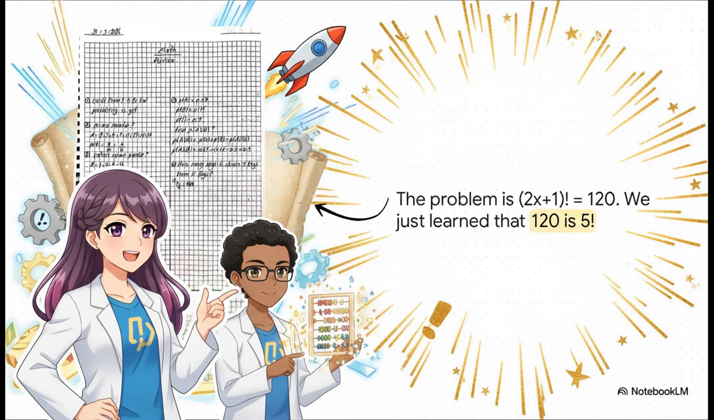Okay, now let's apply this to the problem in the notebook. We're told that the factorial of whatever is inside those parentheses equals 120. And wait a minute, what did we just figure out? We just saw that 120 is the same thing as 5 factorial. This little substitution is the key that unlocks the whole puzzle.